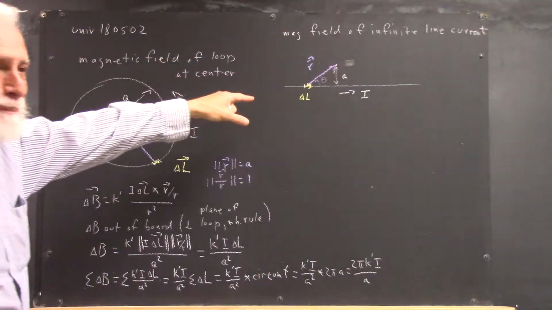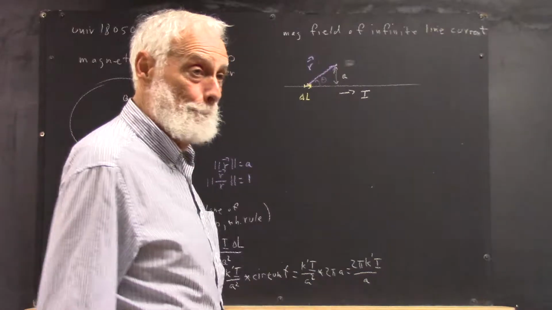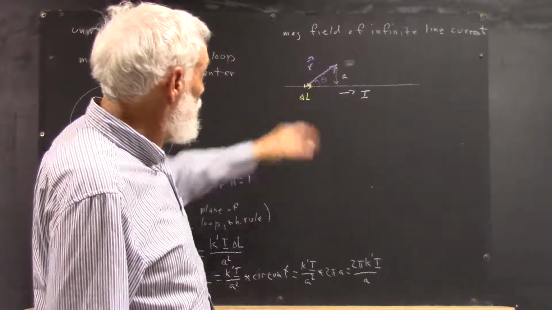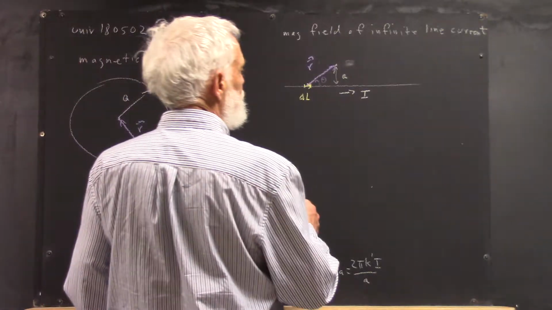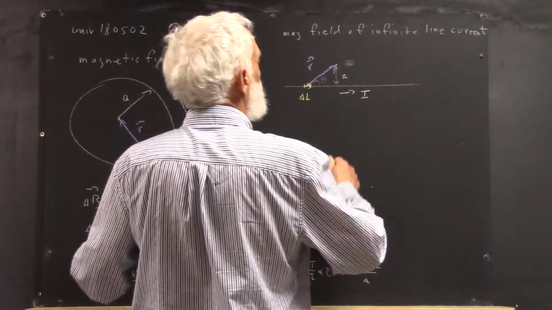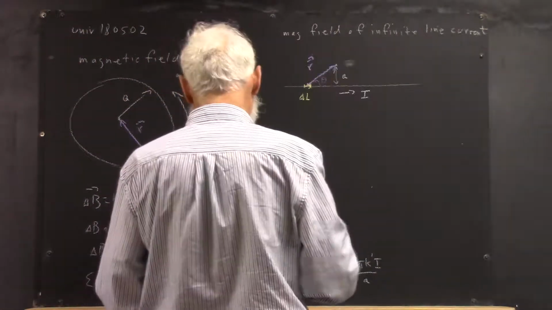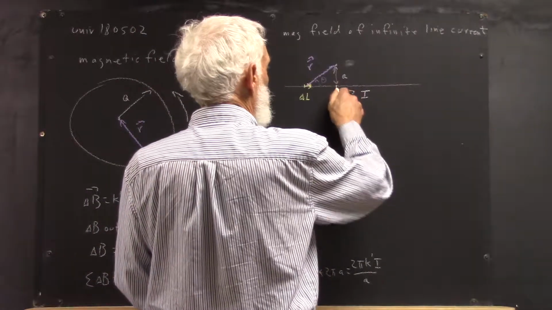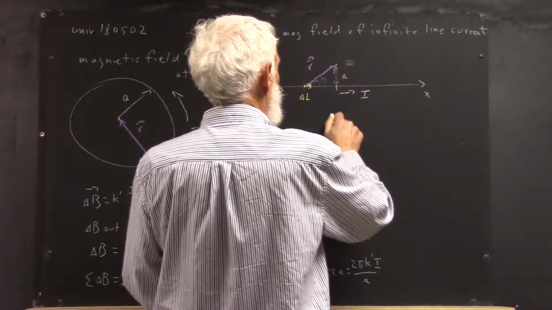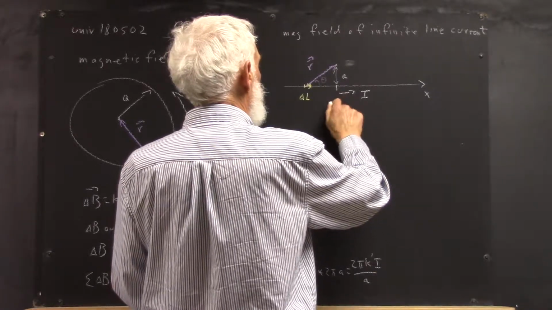Okay, now, here's what we've got. Okay? So, we're going to impose a coordinate system here. We're going to say that this is the x-axis, and x equals 0 at this point.